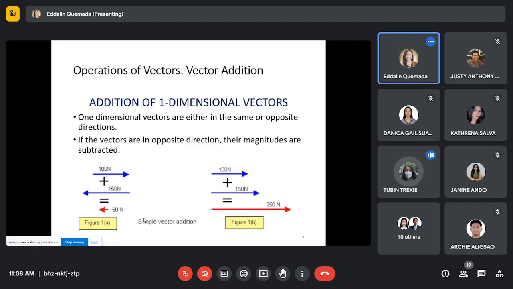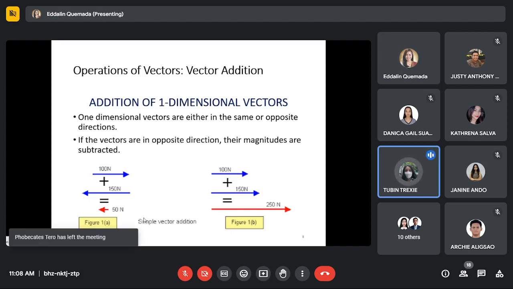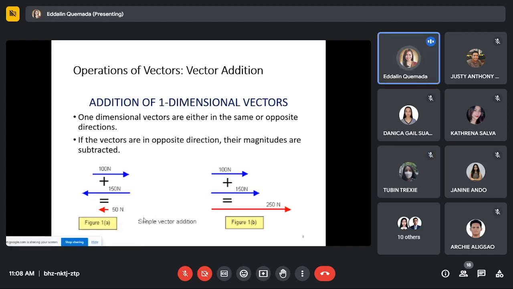Kay mas dako ang 150, miss. And so, kay mas dako ang 150, that means the left man niyang arrow, miss. Okay, the magnitude of the second vector is actually greater, which is 150 newtons towards the left.